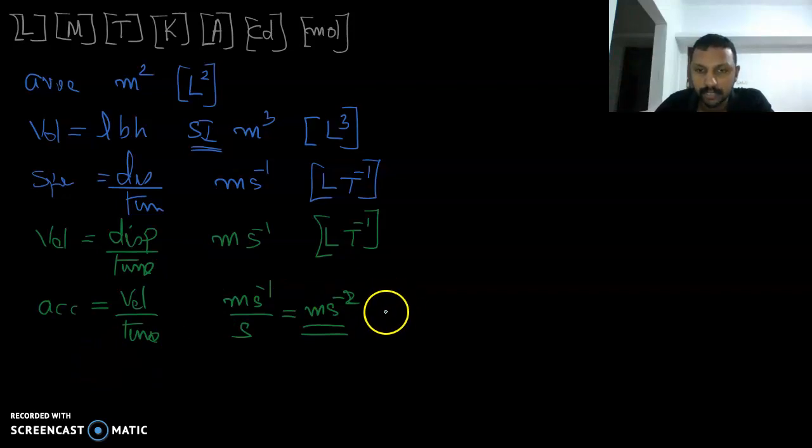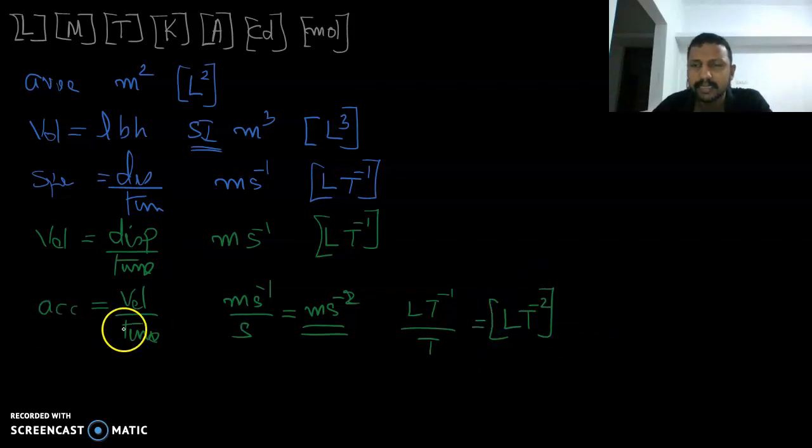Then the dimensional formula. The dimensional formula of acceleration will be: velocity's dimensional formula is LT raised to minus 1 divided by time's dimensional formula, which is T. Therefore, LT raised to minus 2 is the dimensional formula of acceleration. Acceleration's dimensional formula is LT raised to minus 2.